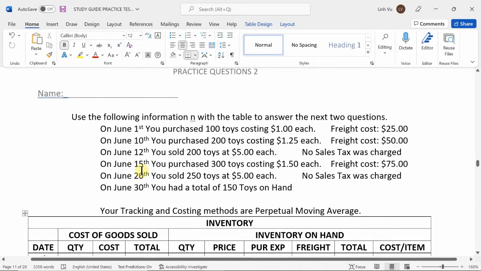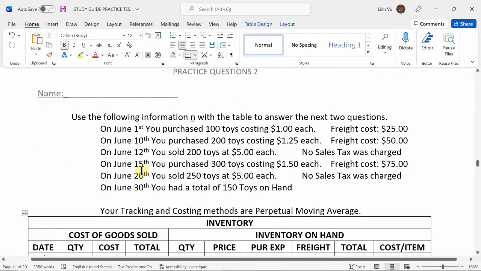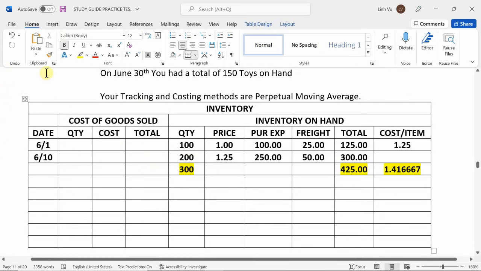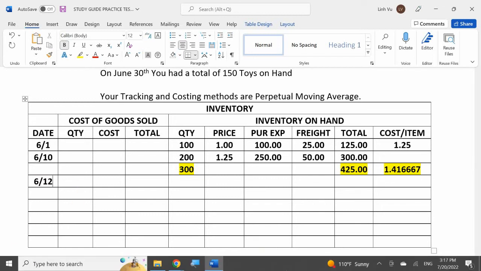If on June 12th you end up selling 200 toys for $5 each, no sales tax. So now that you recorded your sales, we need to know how much it's going to cost me to sell those 200 units. So in this case, June 12th, we sold 200 units. What is my current average cost per item right now? 1.41666667.